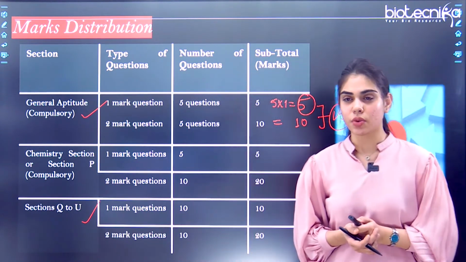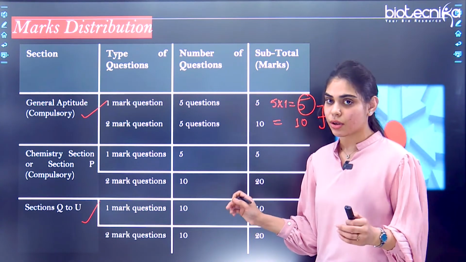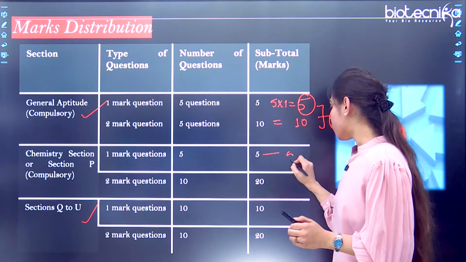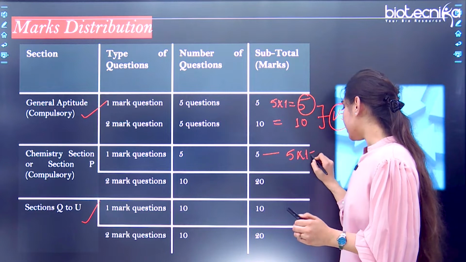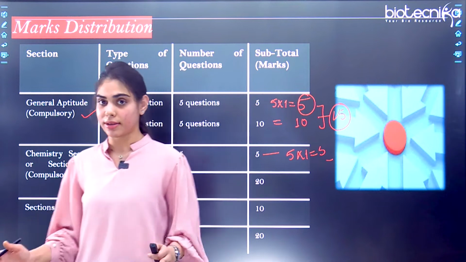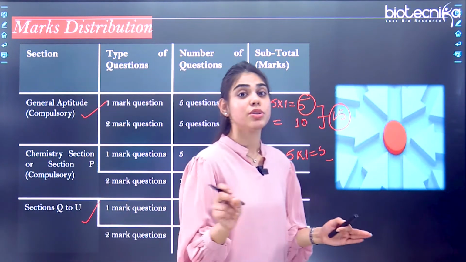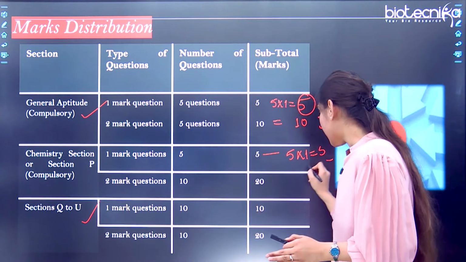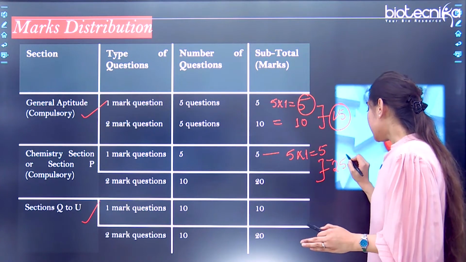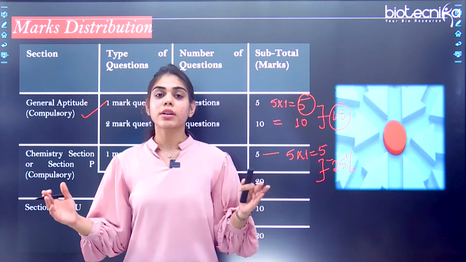Now coming to chemistry section, you will find 1 marks question. Again, it is the same as in the case of general aptitude. You have 5 questions for 1 marks, that means 5 into 1 is 5, and now you will have 10 questions of 2 marks. That means this time 10 questions you will have for 2 marks, that means total 20. So now if we count 5 and 20, it will be total 25. Now you can see this chemistry constitutes 25% of the total syllabus.